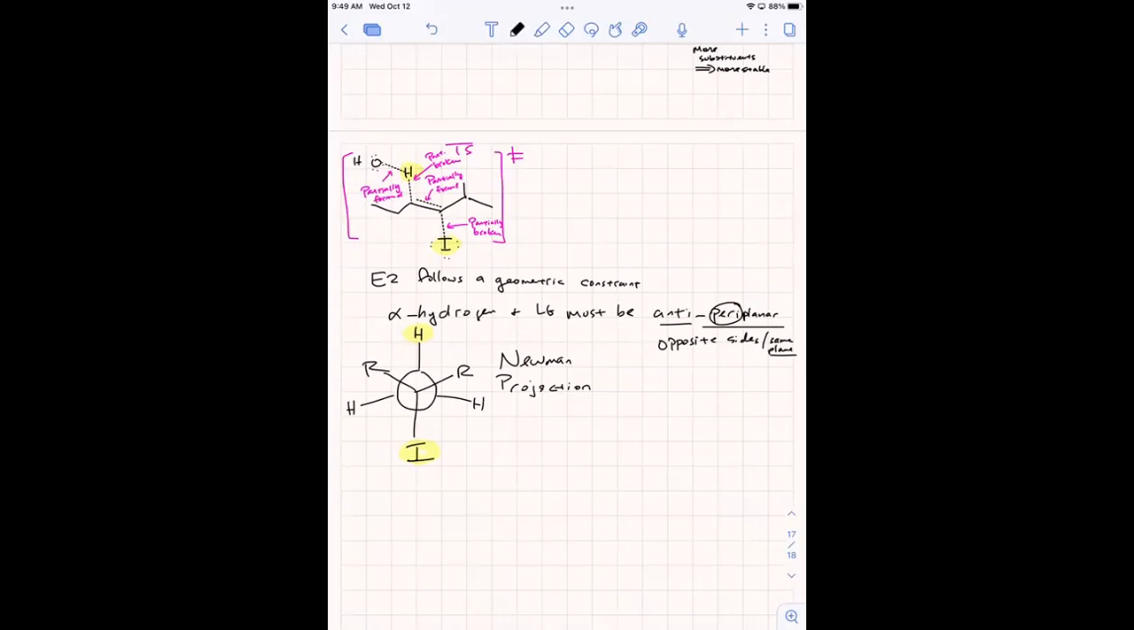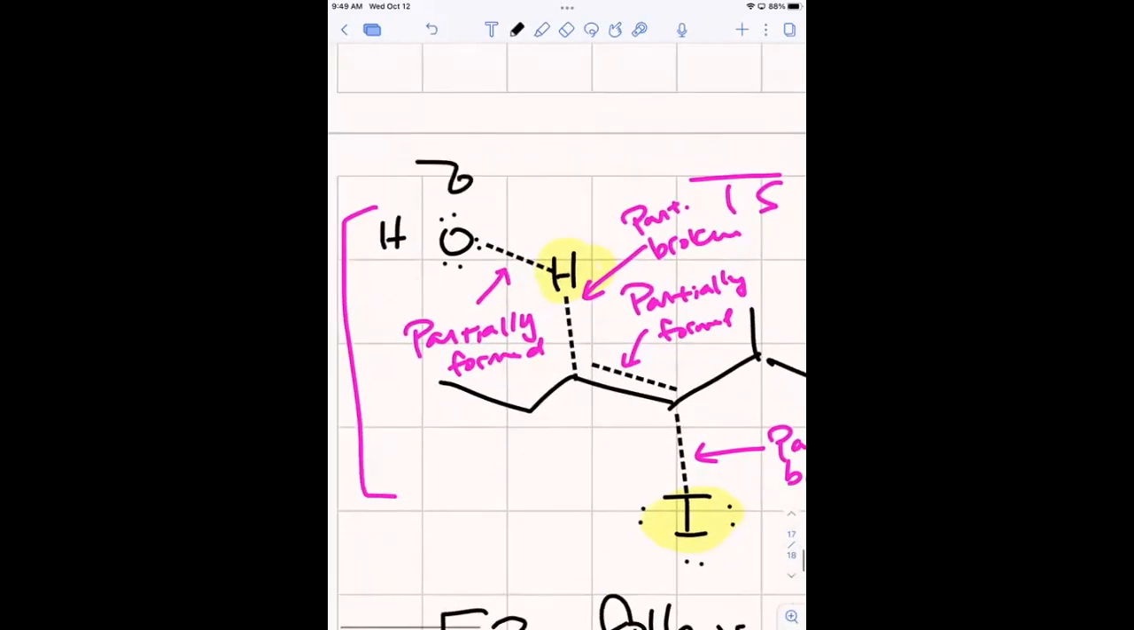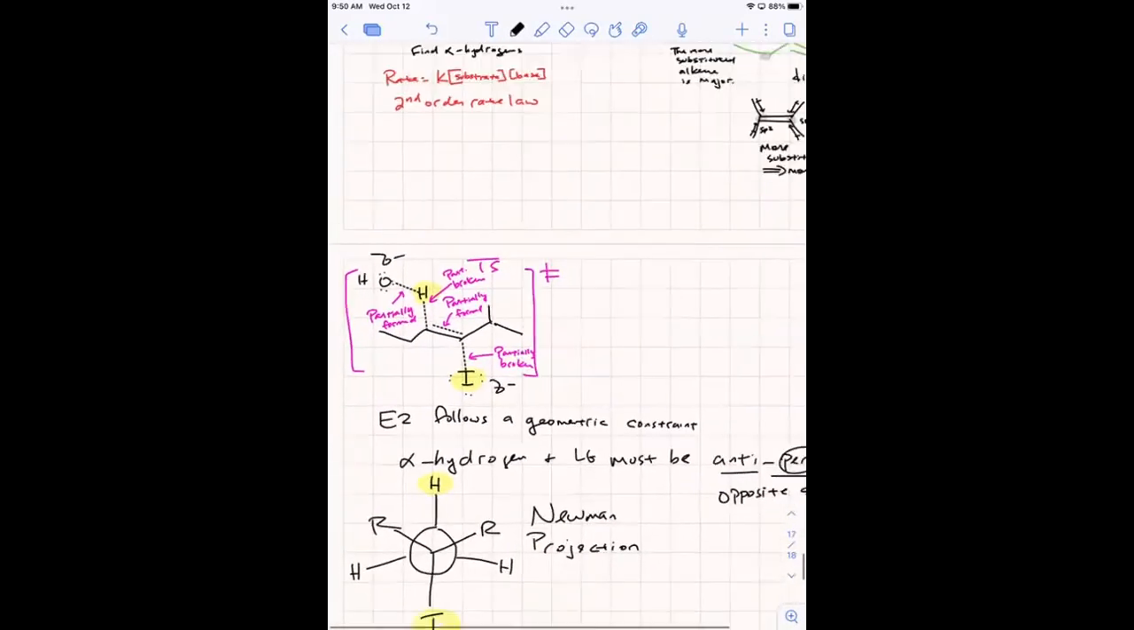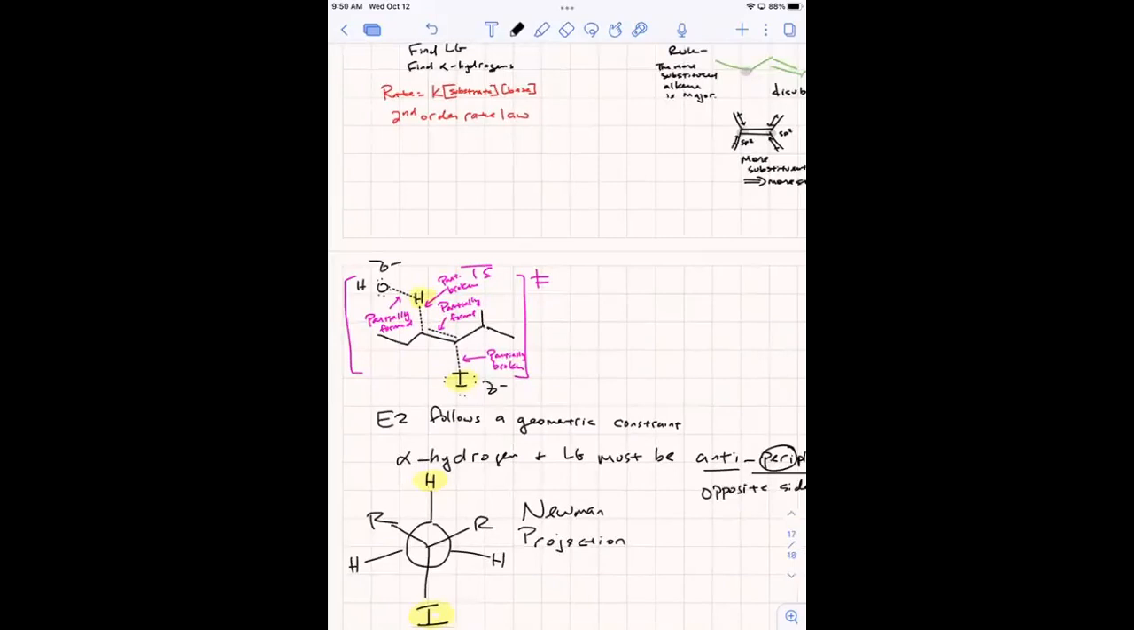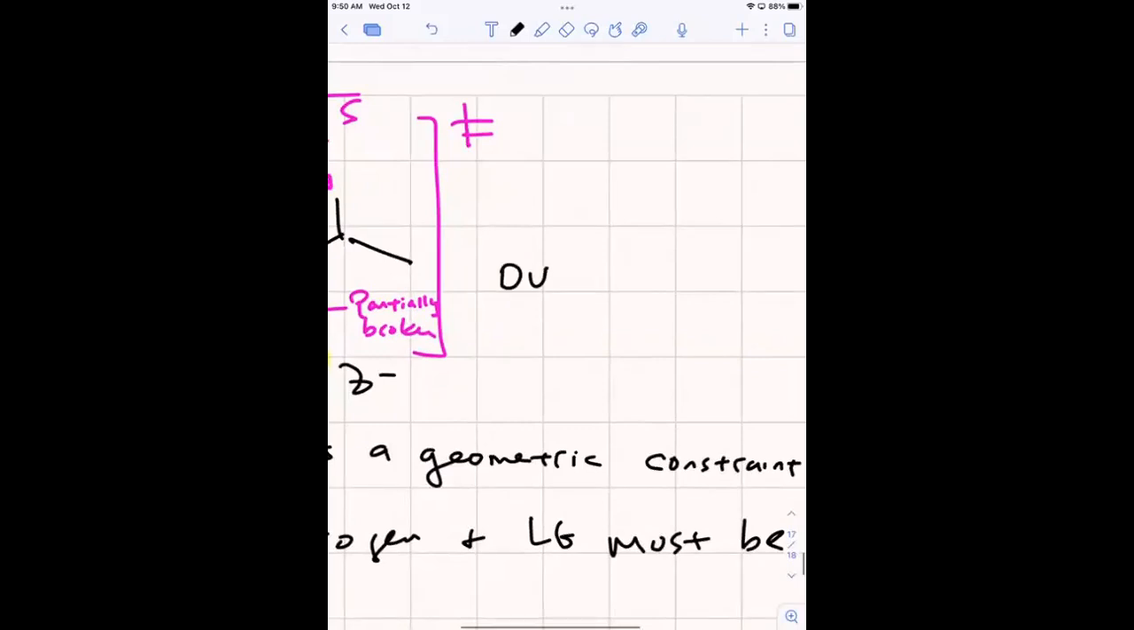What's the charge overall on the transition state? Let's do the same thing we did for SN2. What would the charge be? If this is partially negative, and then this is partially negative, it's very similar to the SN2, isn't it? Is it negative or neutral overall? Yeah, you're right. The overall charge is negative.